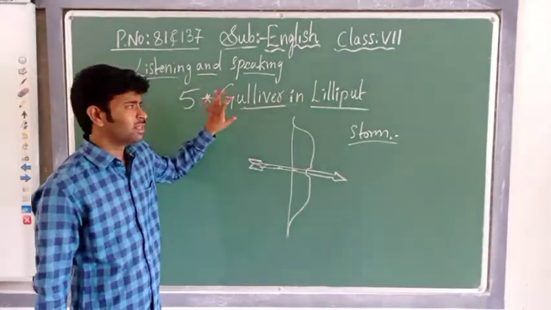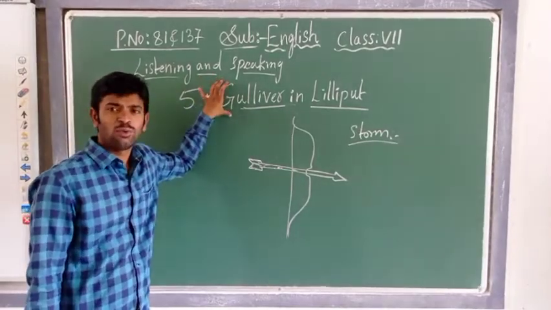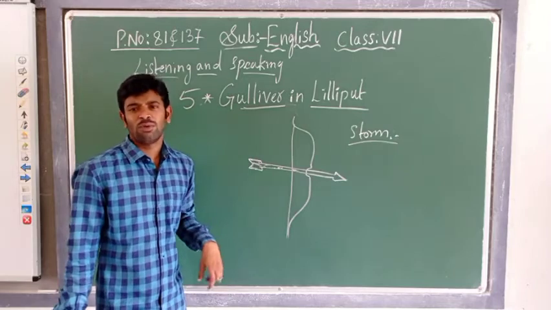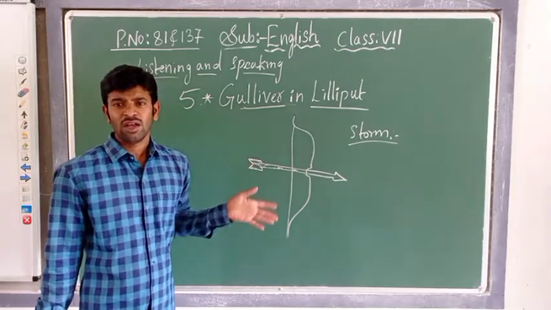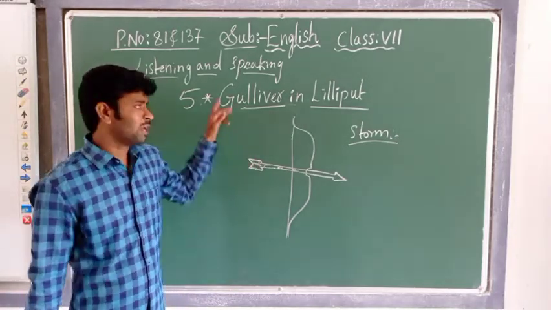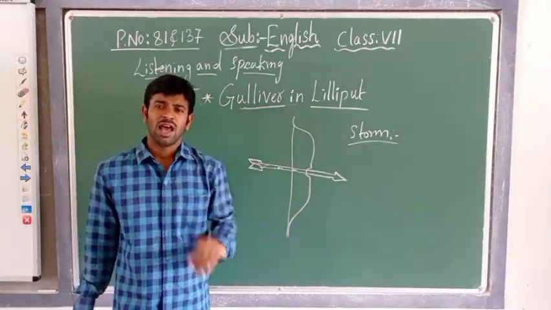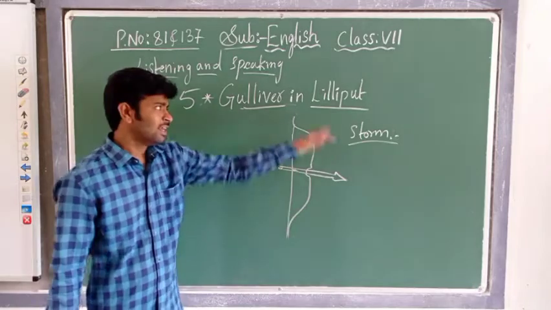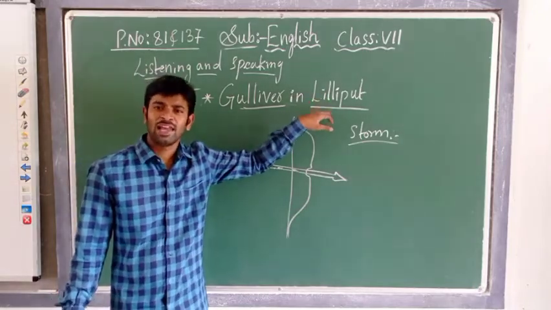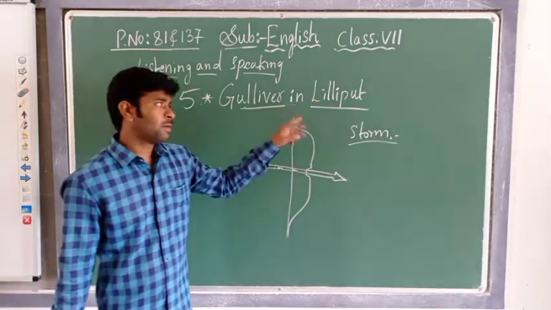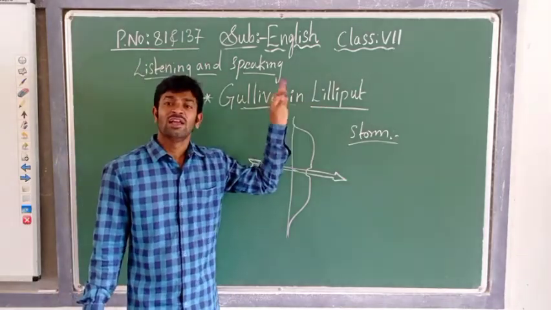What does it mean? Gulliver is a person who lives in England. When he was traveling in a boat, the boat hit a rock and broke. Gulliver knows swimming. He swam directly to an island. Which island is that? It is Lilliput. The name of the island is Lilliput, and he met the people there. Who are those people? The people who live in Lilliput. They are called the Lilliputians.